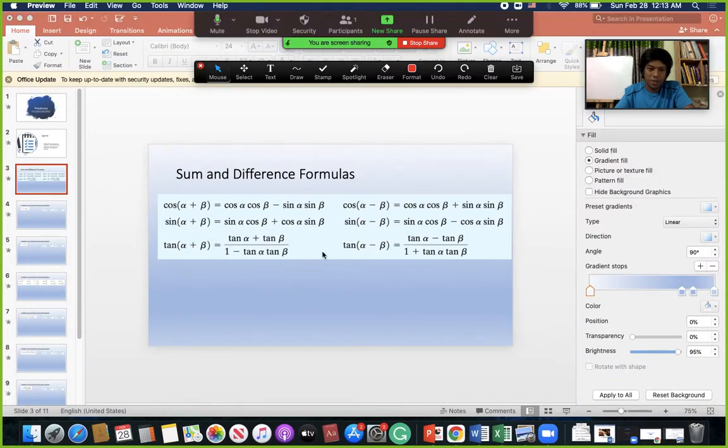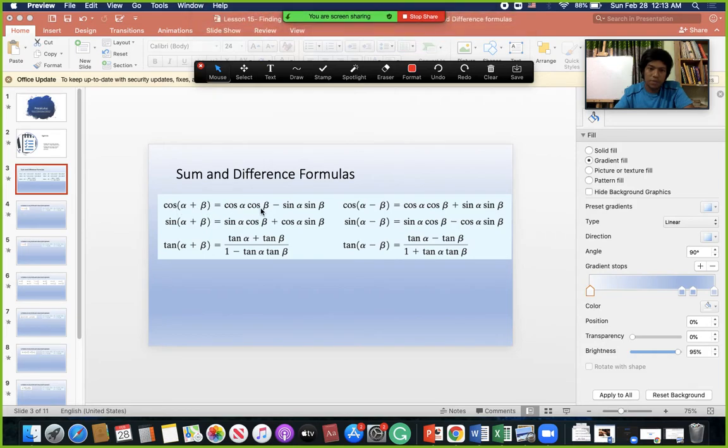So I was talking about this kind of formulas. This is the first one, cos(alpha plus beta) equals cos alpha cos beta minus sin alpha sin beta. So this kind of thing. Now, where will we use it? I mean, why are we learning all these big formulas?